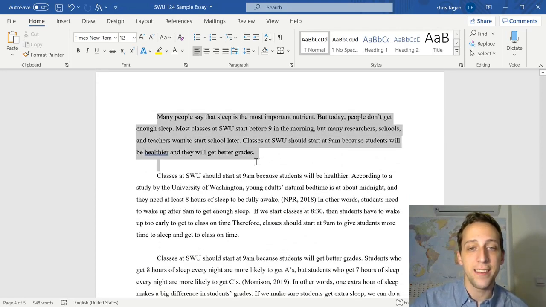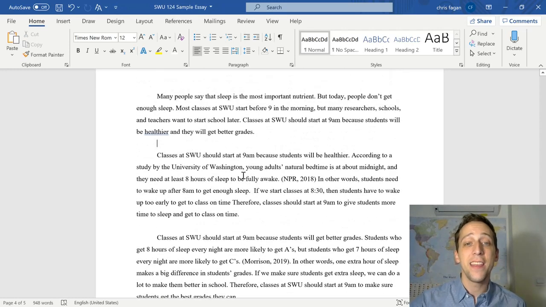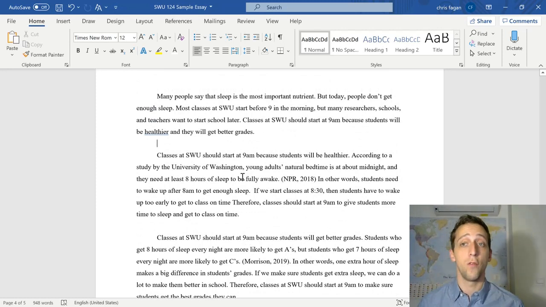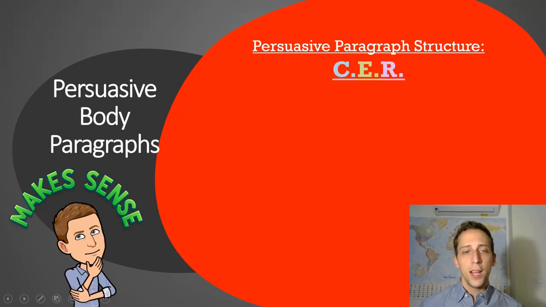Here, each idea is separated into its own separate chunk of text, and this is something that is much easier to read when you write essays, when you write emails. The person who reads your paper is going to understand you much better and be more likely to agree with what you will say. So now that we looked at some paragraphs, let's look at what the structure of a persuasive paragraph needs to have.